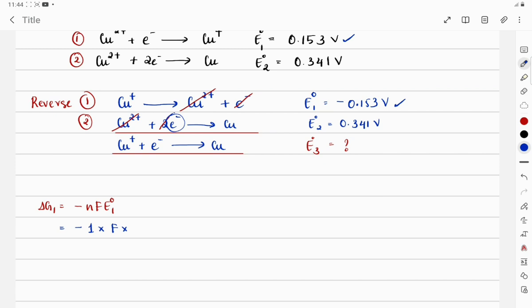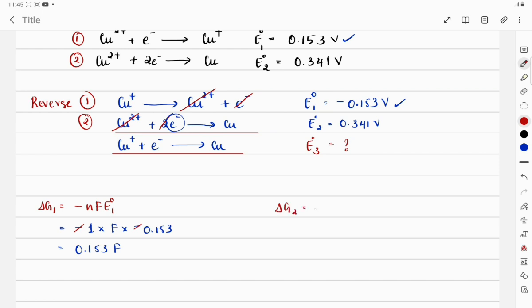Okay, so in here we have reversed equation 1 to get the required equation. So you have to use the second value of E01. That will be the minus value. So minus 0.153 volt. Now if you multiply them, you will have two negative signs. Let's cancel them. So in here you have 0.153 into F. This is delta G1. Now let's find delta G2.